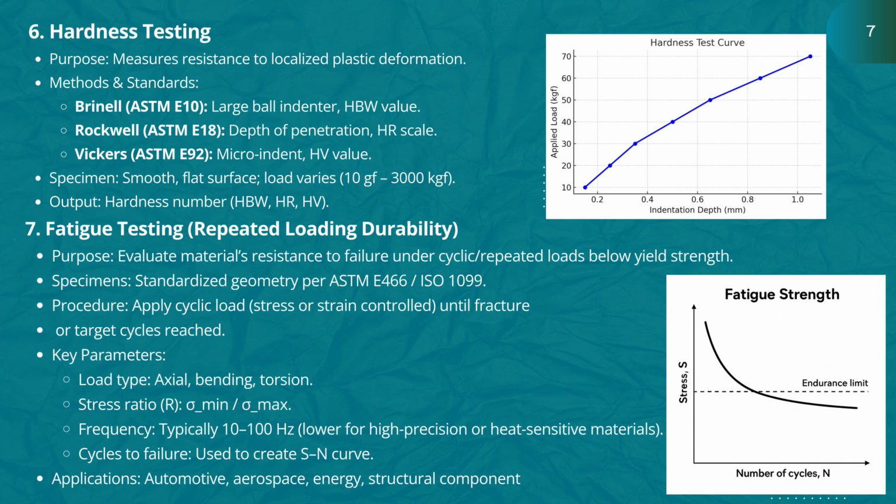Now, if we look at the fatigue strength graph on the right. On the x-axis, we have the number of cycles, and on the y-axis, the stress. You'll notice that as the number of cycles increases, the maximum stress the material can withstand drops, but eventually it levels off. That horizontal dotted line is the endurance limit. Below this stress level, the material can theoretically endure an infinite number of cycles without failing.